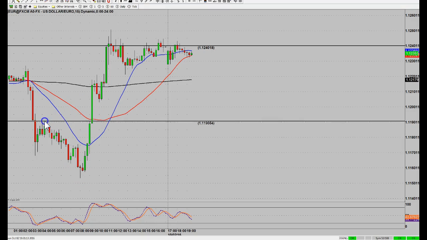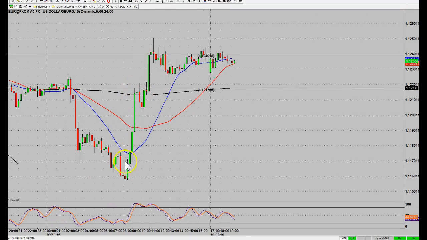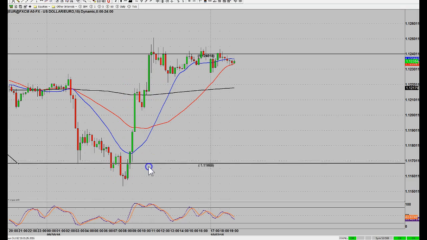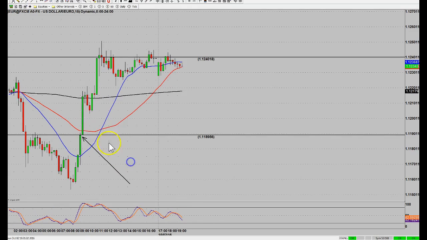Most likely would have scaled out of 1 long right about there. On this bar here, I can tell you the chances are extremely high I would have killed trade number 2. And trade number 3 would have gone to right about there as a stop loss. I would move my stop loss right here.